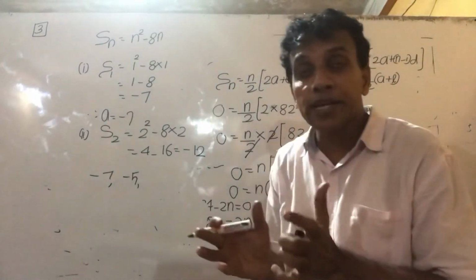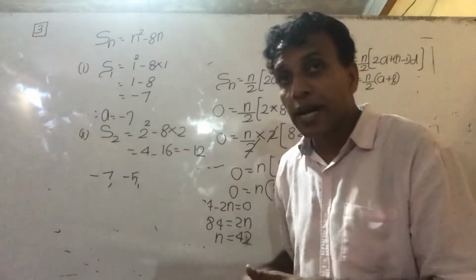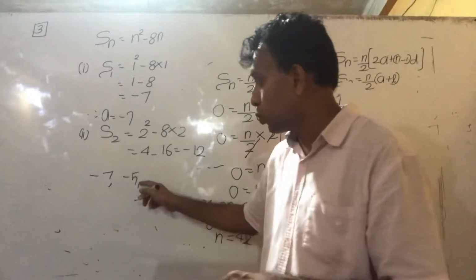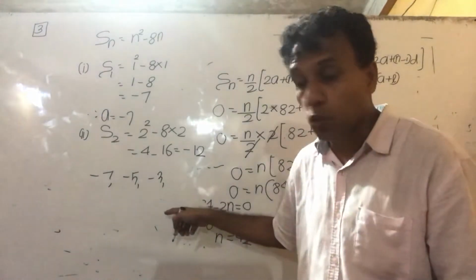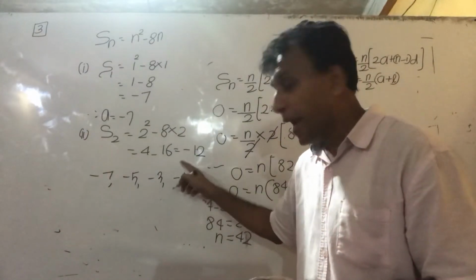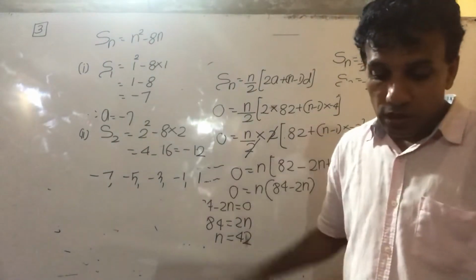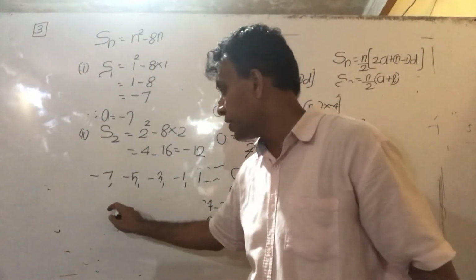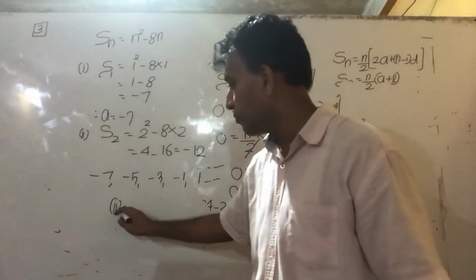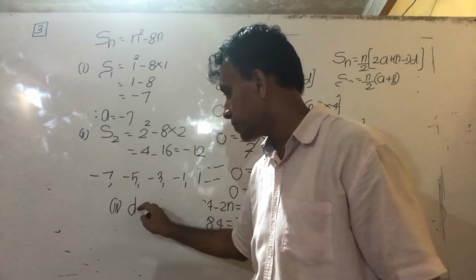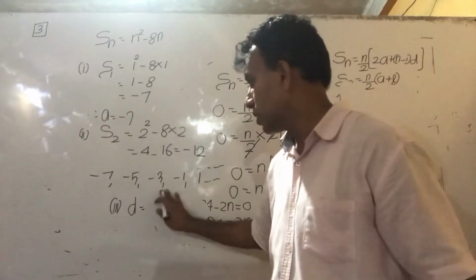If you add both, you get minus 12. What is the third number? What is the third term? How is it moving? Added by plus 2, plus 2, plus 2, then minus 3, plus 2, minus 1, plus 2, 1. Very important. This is the series. Therefore, third part, what is the common difference? What is the method? D equals what? Subtract. That is plus 2. Plus 2 is the answer, right?